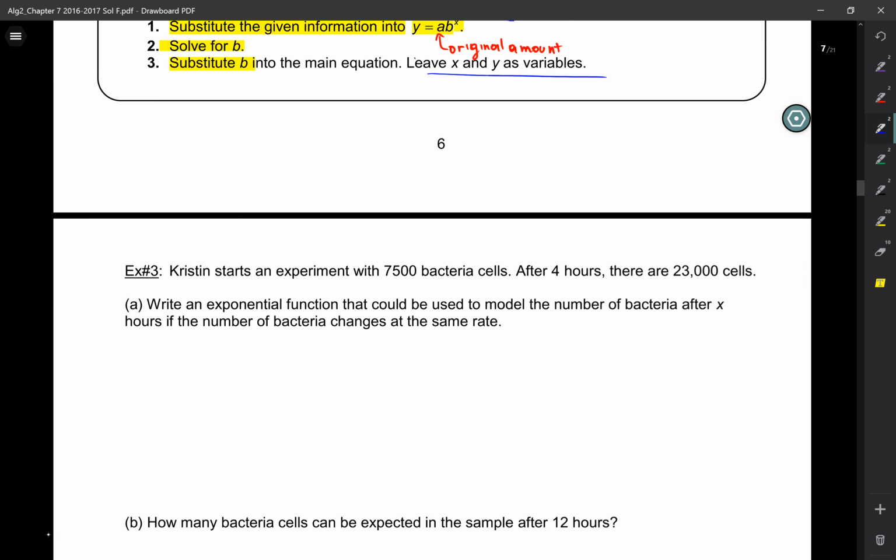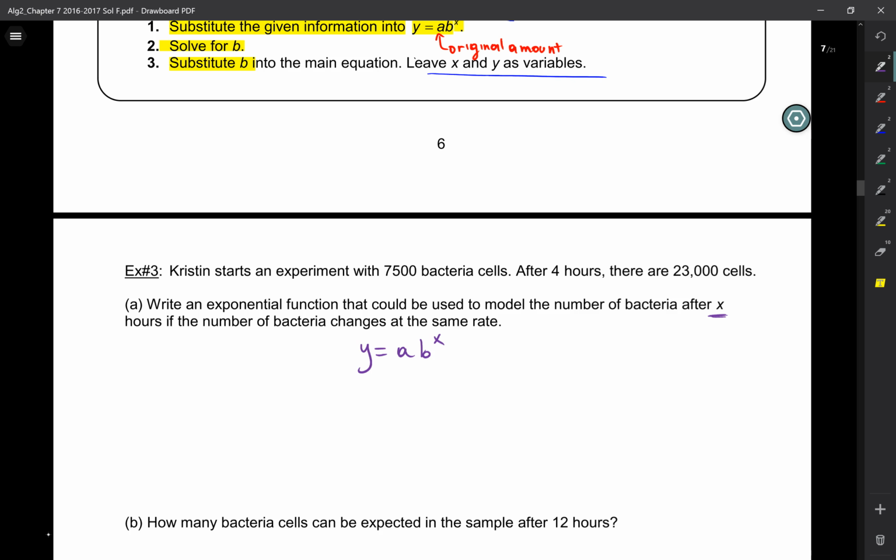Kristen is doing an experiment, and she starts an experiment with 7,500 bacteria cells. After 4 hours, there are 23,000 cells. It says to write an exponential function that could be used to model the number of bacteria after x hours. So the equation we're going to write is y equals a b to the x.